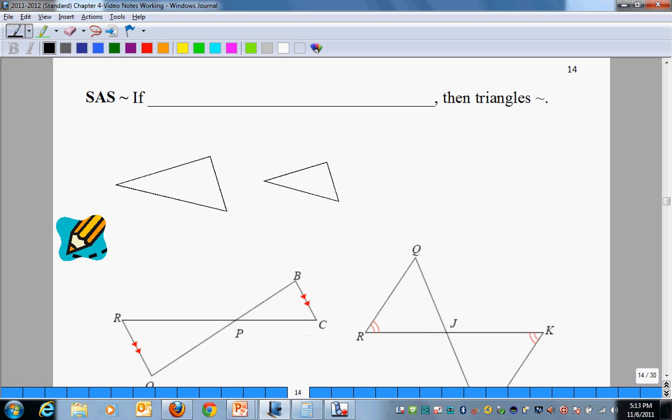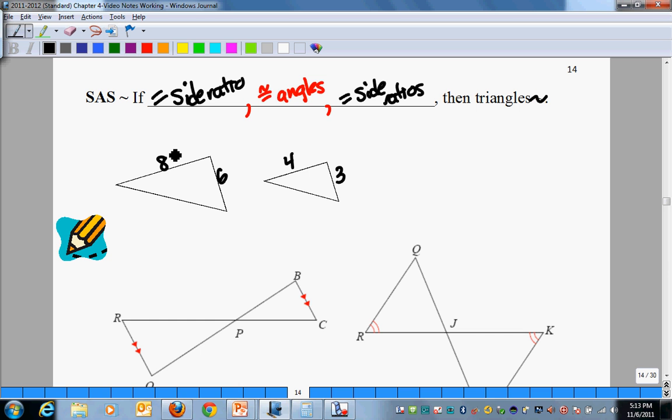Last one you should be familiar with is side angle side similarity. This says if you have an equal side ratio, then you have one pair of congruent angles, and then another set of equal side ratios, then the triangles will be similar. An example of this would be this scenario.